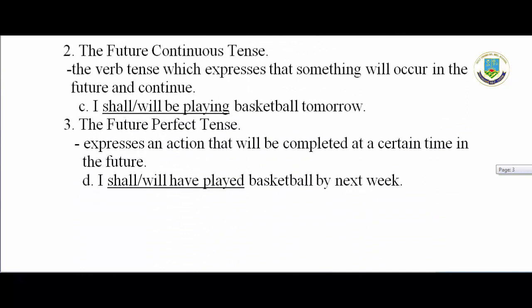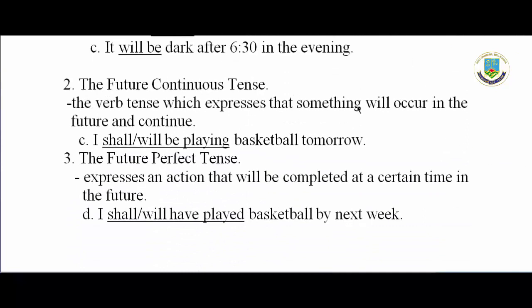The second form of the future tense you can see on the screen, my dear student, is the future continuous tense. The verb tense which expresses that something will occur in the future and continue. The action or state expressed by the verb has not yet occurred, but it will occur in the time to come, and then continue. That's why we call it the future continuous tense. Example: I shall or I will be playing basketball tomorrow.